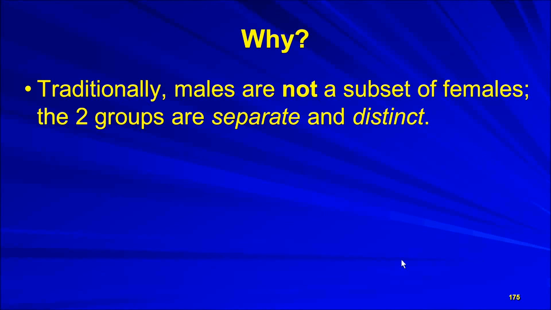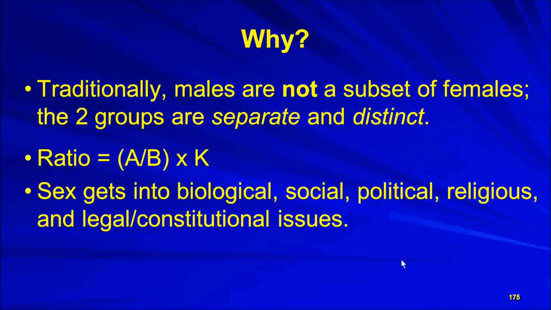Traditionally, males are not a subset of females. The two groups are separate and distinct. They're not the same. We have a ratio. And notice the nomenclature. It's not an x and a y, but an a and a b times the constant to the nth power. Okay?